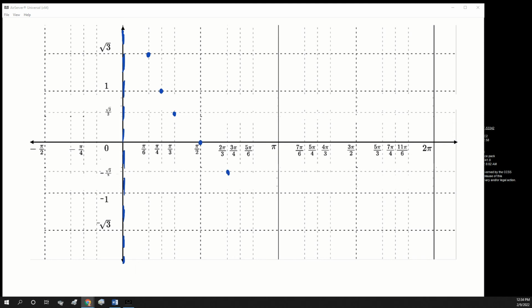So I'm guessing you guys can guess the pattern here. We could go through all of them if you wanted to, but this is just to help you get an idea of what the cotangent graph looks like.